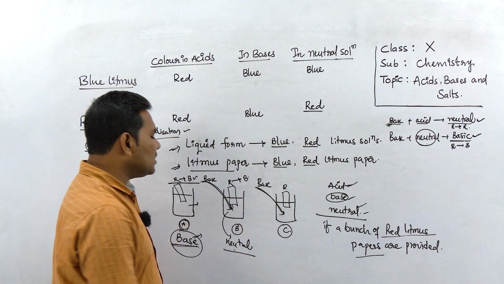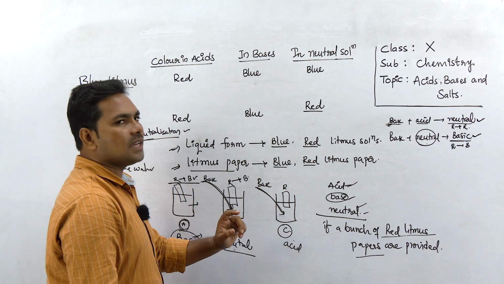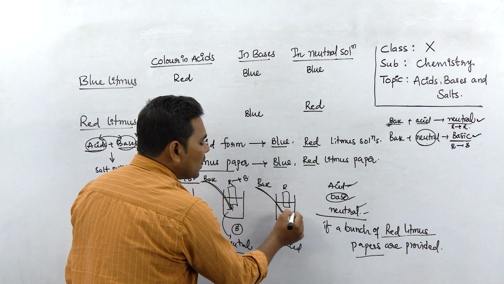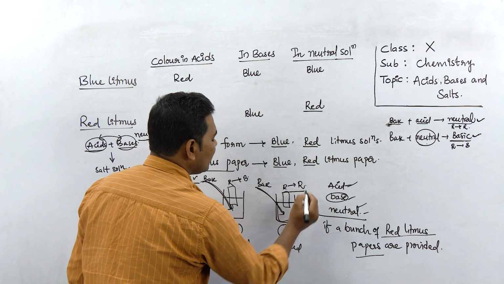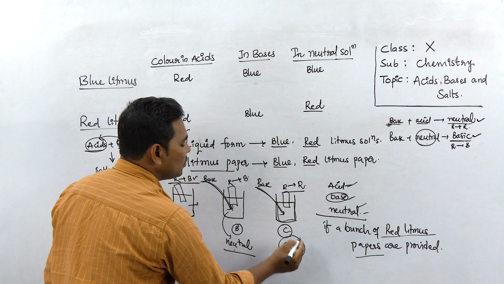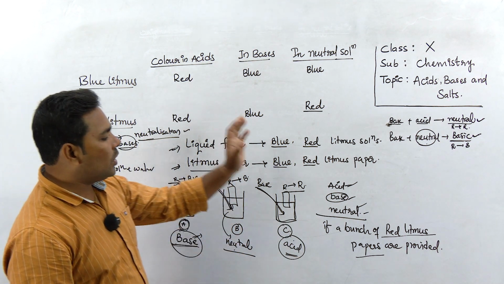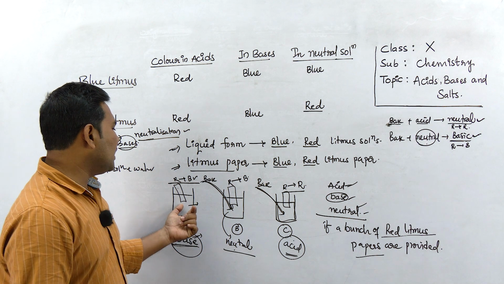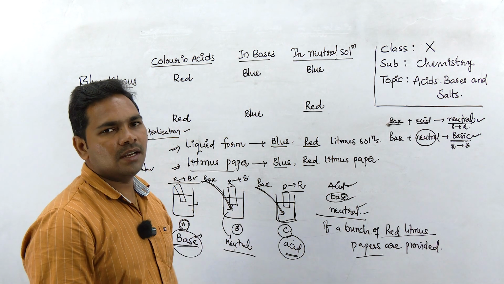Let us imagine now that this one was initially an acid. To this acid, when base is added, what happens? It neutralizes, and a neutral solution is obtained. In that case, red litmus remains red, and we identify that the original solution provided is an acid solution. This way, using only red litmus papers, we can identify the three solutions as acid, base and salt.